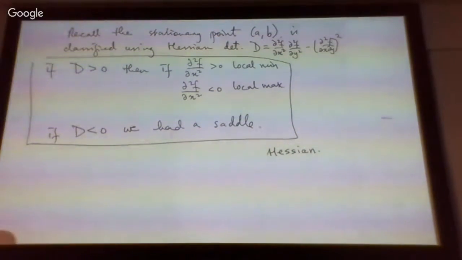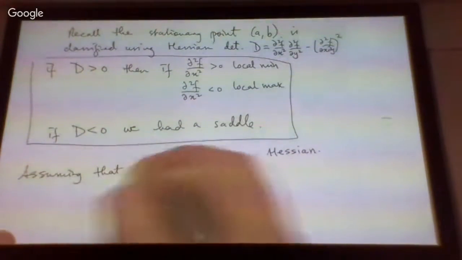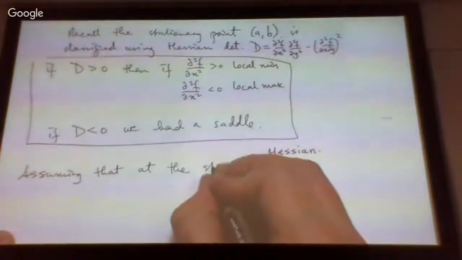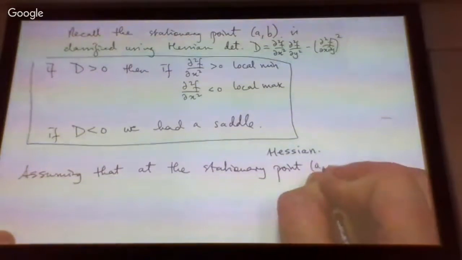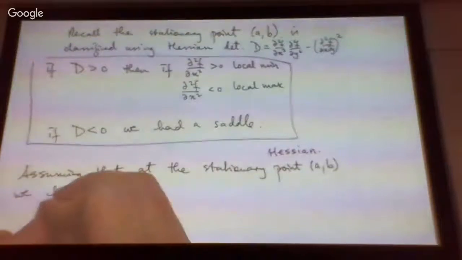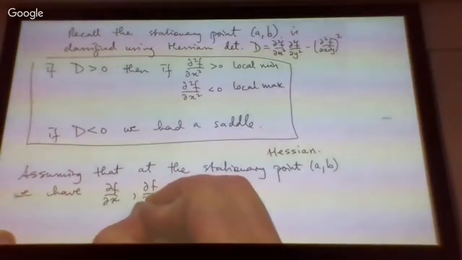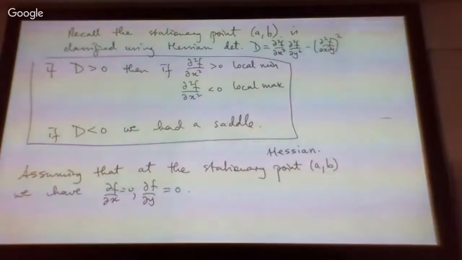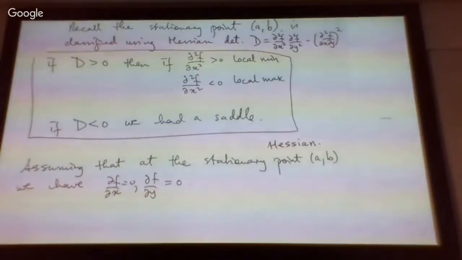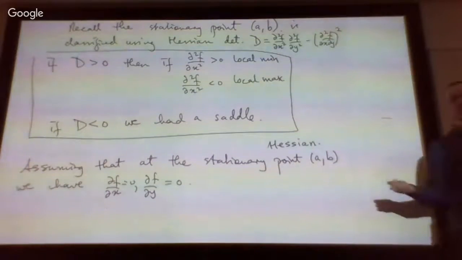Okay, well, assuming that at the stationary point, this is just to remind you, at the stationary point (a, b), we already have that df/dx and df/dy, those are both 0. Okay, at the stationary point. So then if you look at the Taylor series approximation, the first relevant term is going to be the second order term.